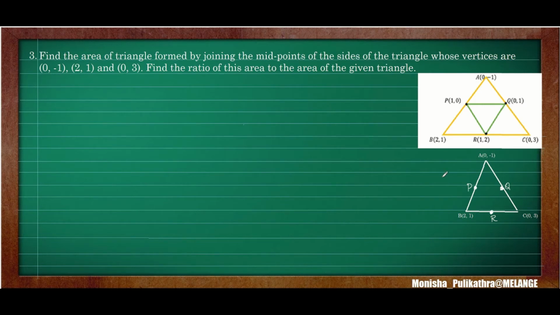So here the vertices given are A, B and C. First we need to find the midpoints, so we need to apply the midpoint formula. In the first case we need to find out P. For P, the 2 points are: one is 0, minus 1 and for B it is 2, 1. Here this is x1, y1 and this is x2, y2. So midpoint P is given by the formula x1 plus x2 by 2, y1 plus y2 divided by 2.